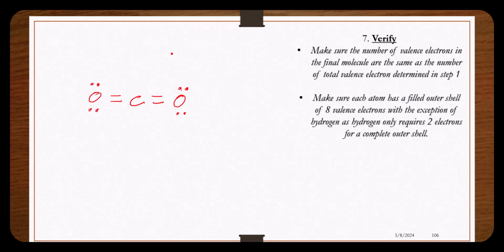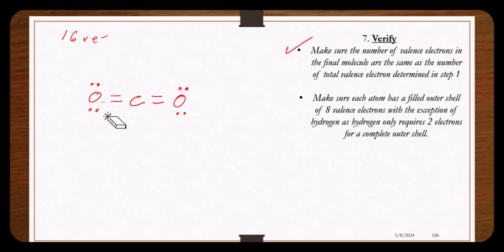And the last and most important step is to verify. First, we make sure that the number of valence electrons in the final molecule are the same as the number of total valence electrons determined in step 1. And in step 1, we determined there were 16 valence electrons. So there's 2, 4, 6, 8, 10, 12, 14, 16. So the first part checks out.